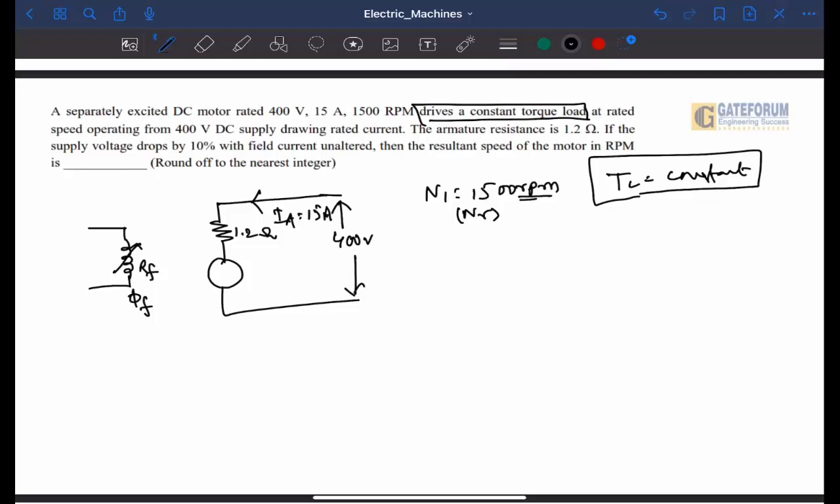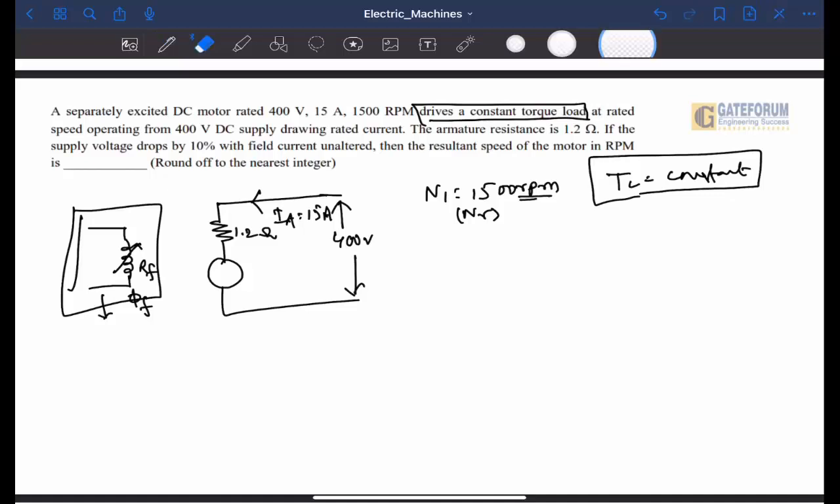Since it is separately excited, to reduce the field you would need to increase the field resistance or reduce the field voltage, but the field part is not getting touched. The field system is not disturbed in this problem; it is unaltered. Then we need to calculate the resultant speed of the motor in RPM. Also keep in mind that whenever you are solving a numerical type problem, read the last part, in which unit they are asking and to which integer you need to round off.